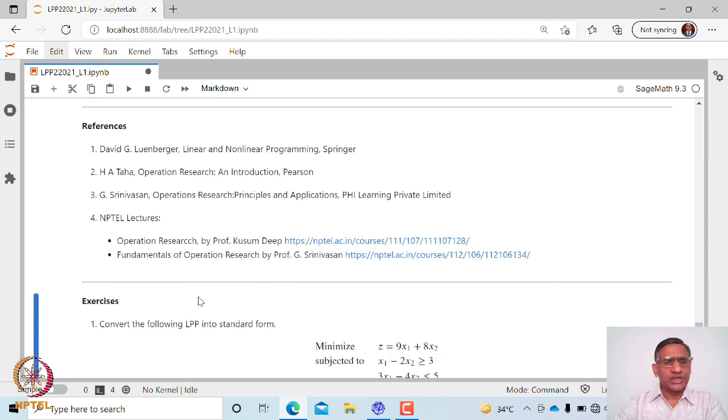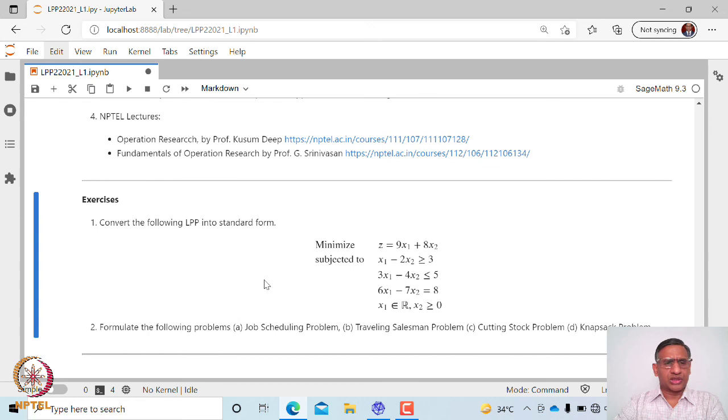Let me leave you with one simple exercise, which is to convert this linear programming problem into standard form, that is, minimization type and subject to equality constraints with all design variables non-negative. And as I said, please also look at how to formulate the job scheduling problem, traveling salesman problem, cutting stock problem, and knapsack problem.